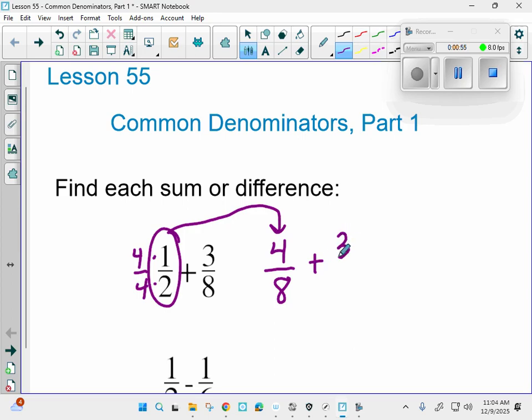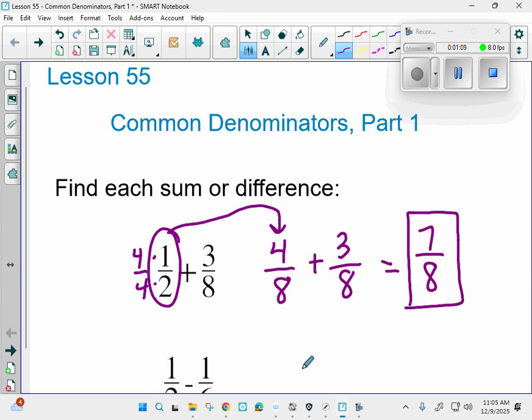And then I'm going to rewrite 3/8 exactly the same. Now I can add those numerators together. 4 plus 3 is 7. And remember, we only add the numerators when we're adding fractions. Denominator stays the same, so I get 7/8.